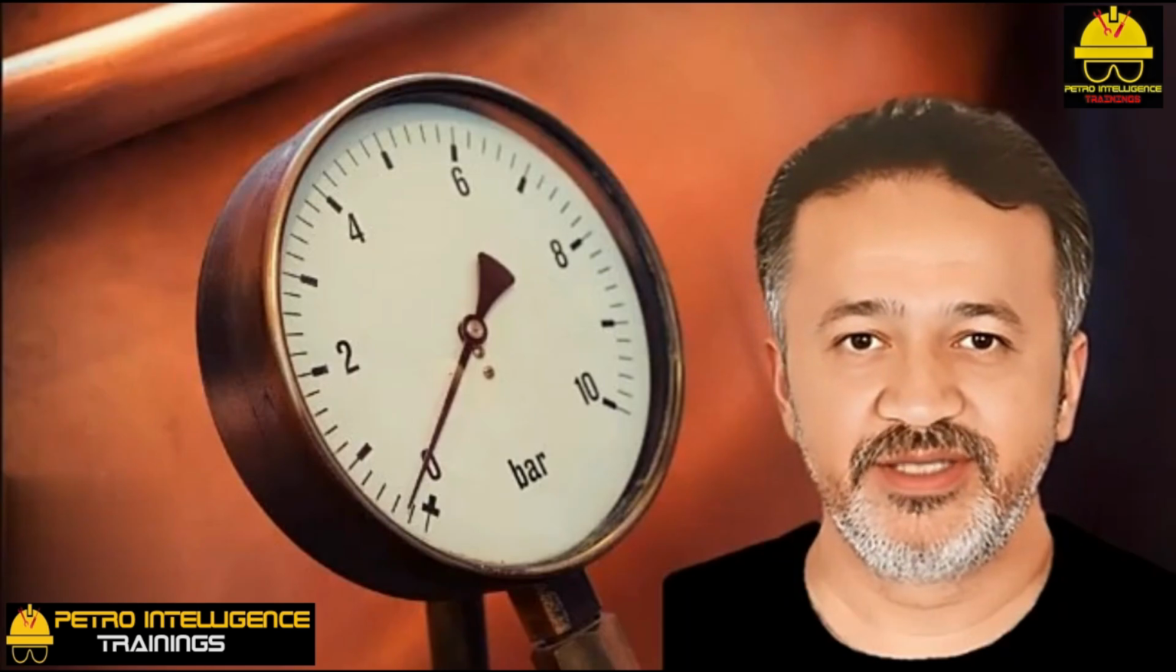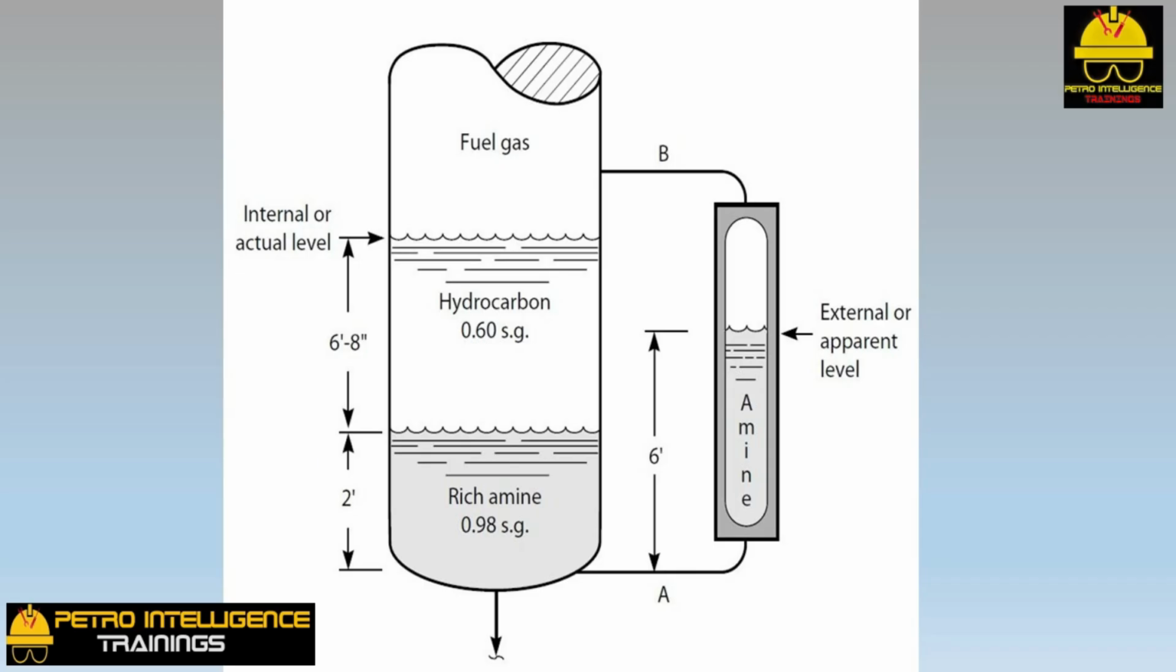Level discrepancies. Let's assume that the gauge glass shown in the picture holds 6 feet of amine. Since the bottom tap is in the amine phase and the top tap is in the gas phase, the liquid hydrocarbon is excluded from the gauge glass. To balance out the weight of the 6 feet of amine, the tower would have to have about 2 feet of amine and 6 feet 8 inches of liquid hydrocarbon.